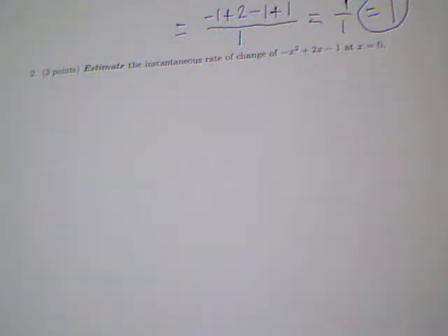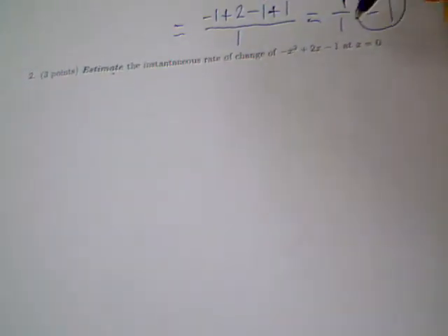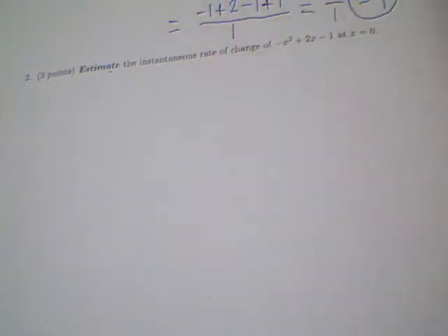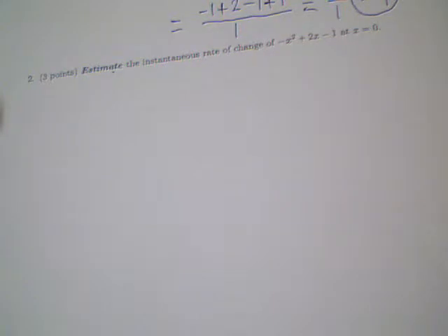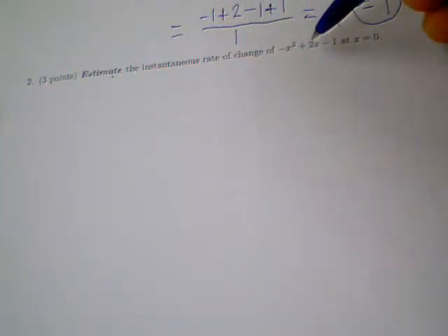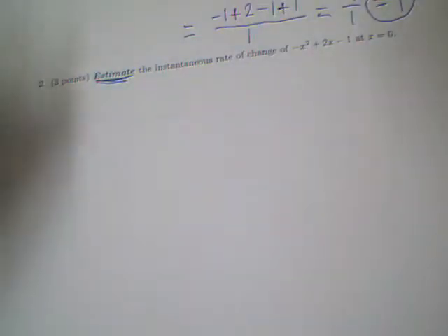Okay, this is problem number 2 on quiz 3 on the purple form of the quiz. So I want to estimate the instantaneous rate of change of this function, negative x squared plus 2x minus 1, at x equals 0. So first things first, remember instantaneous rate of change is the derivative, and well, we can find the derivative and actually calculate this, and I gave 1 point if we did that. However, I asked you to estimate, so we need to use an approximation technique here.